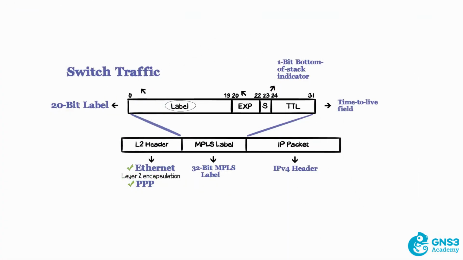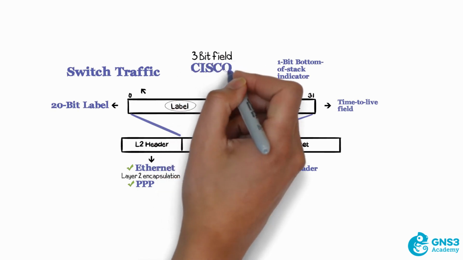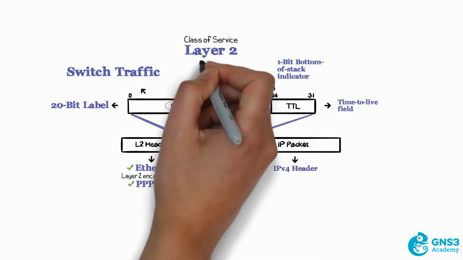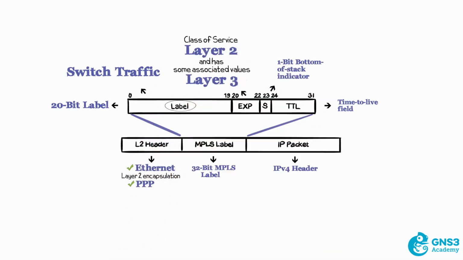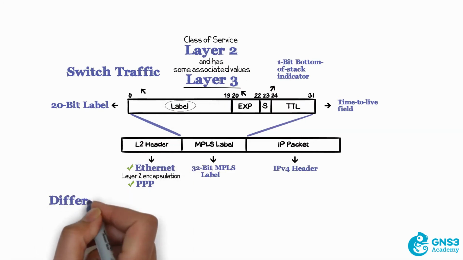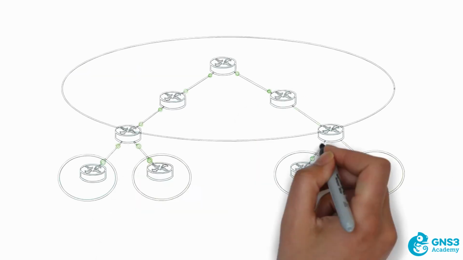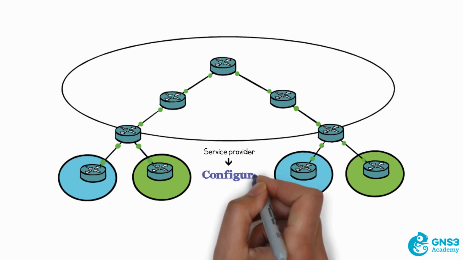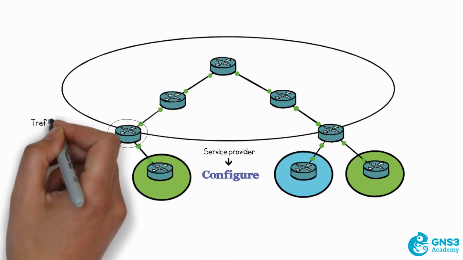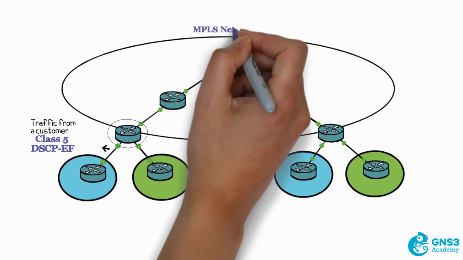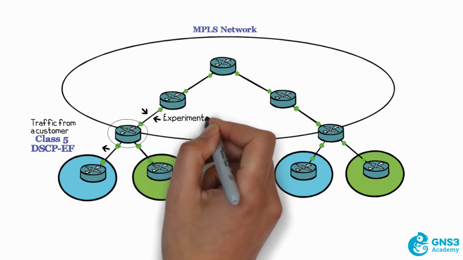The experimental bit is a 3-bit field which Cisco use for quality of service. This equates to class of service in layer 2 and has some associated values at layer 3. So as an example, with layer 3 differentiated services code points, or DSCP, we have an equivalent mapping to an experimental value in MPLS. Essentially, a service provider could configure a PE router that when it receives traffic from a customer with a COS of 5 or DSCP of EF to mark the traffic going out into the MPLS network with an experimental value of 5.